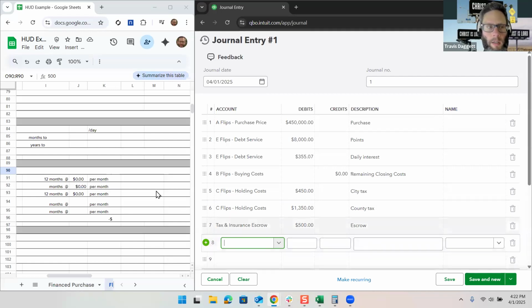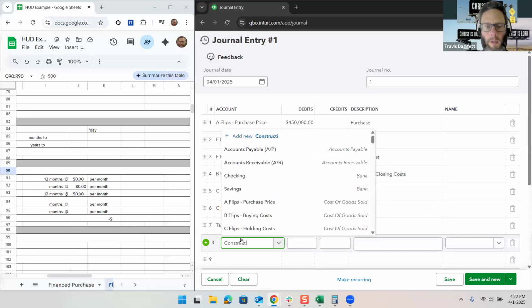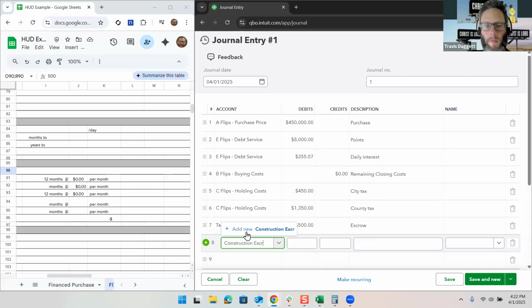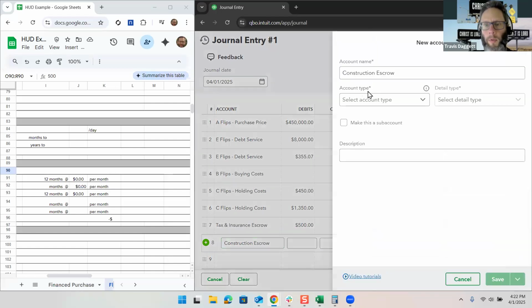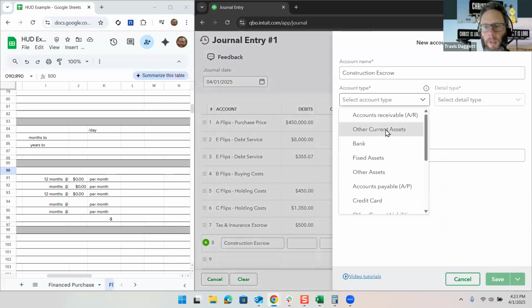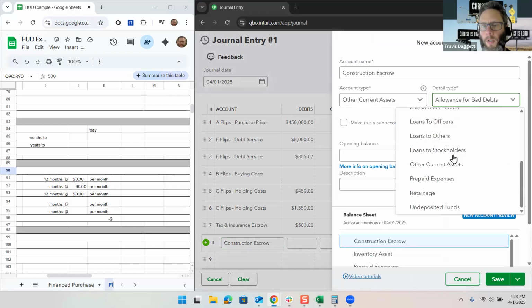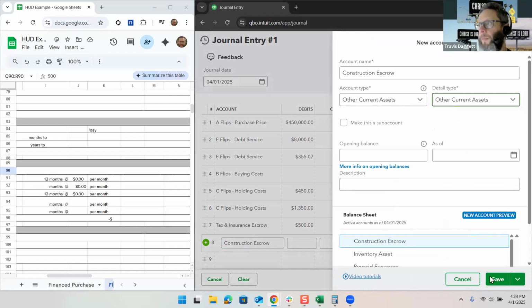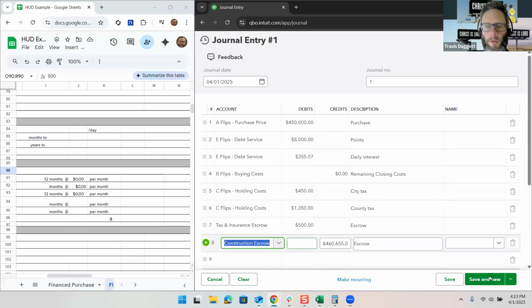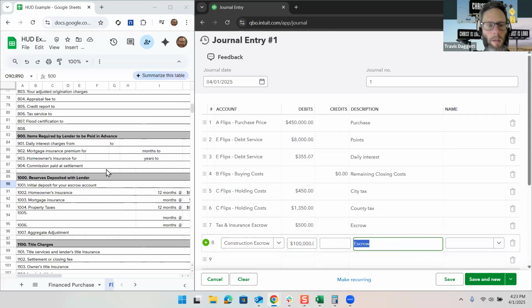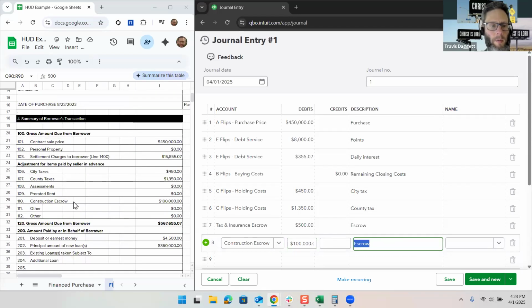Okay, and let's put in a construction escrow. This is pretty common with flips, where you have money that you draw from. Okay, we see this right here.